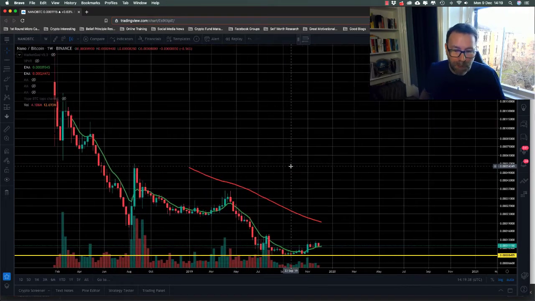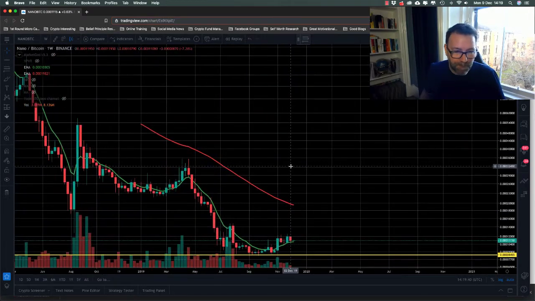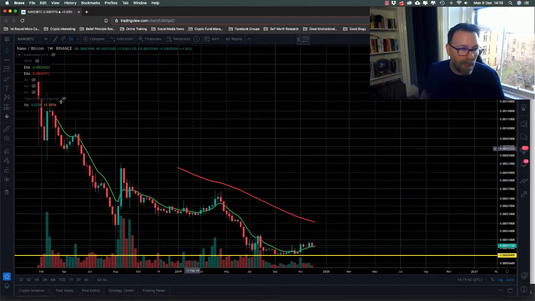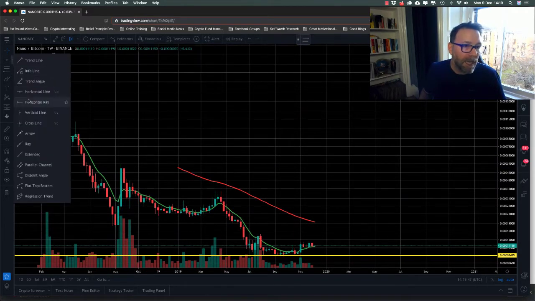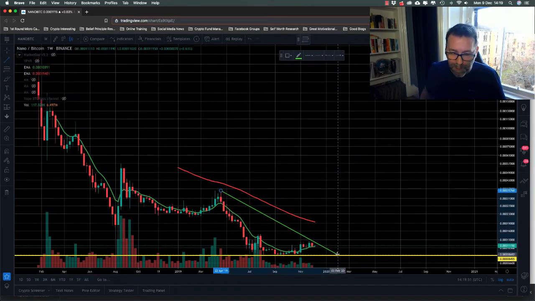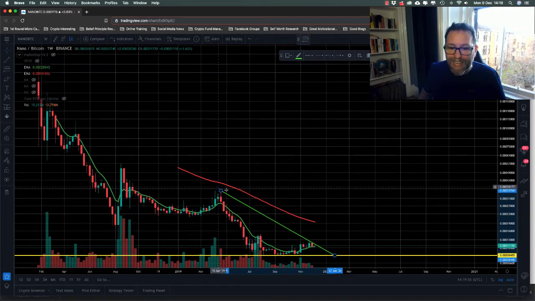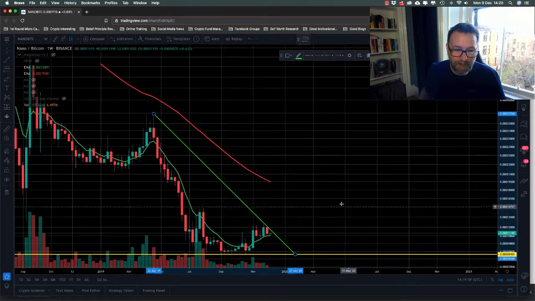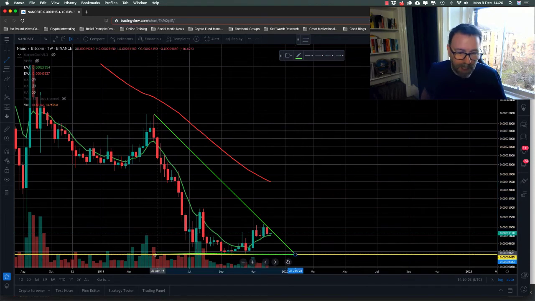So we're at the all-time low for Nano. And what we also have here on the weekly, and once you start doing technical analysis you'll see these kind of patterns almost immediately, you've got what's called a descending triangle. A descending triangle, I'll just put another line here, over the yellow, so you see it quite clearly.